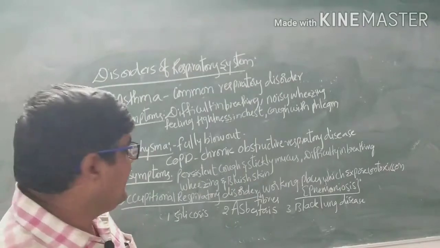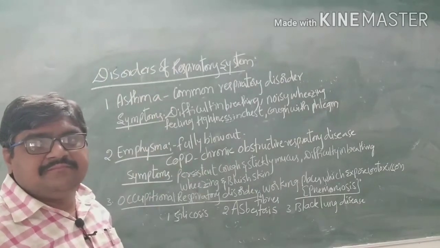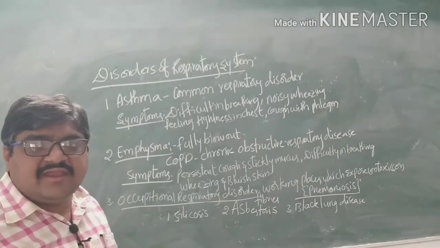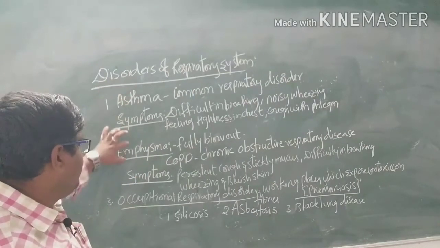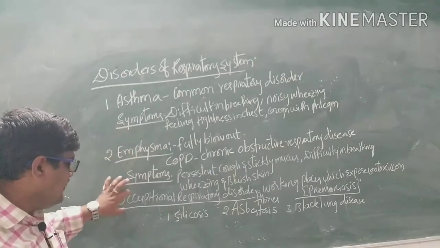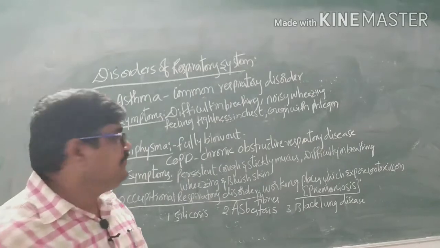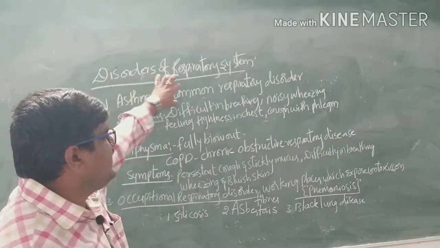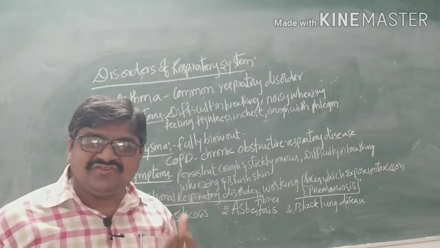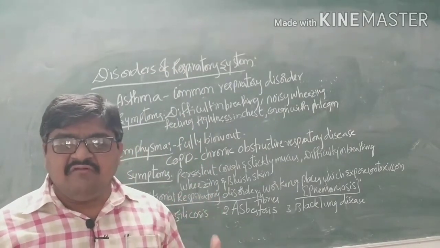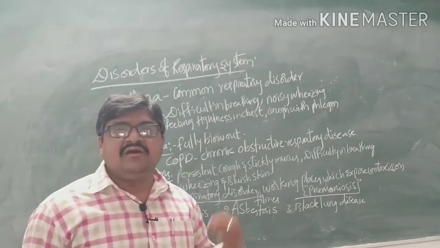So now coming to the last one, disorders of the respiratory system. In the respiratory system, there are three types of disorders: asthma, emphysema, and occupational respiratory disorders. Asthma is a common respiratory disorder that takes place in children as well as adults, with difficulty in breathing in cold conditions.